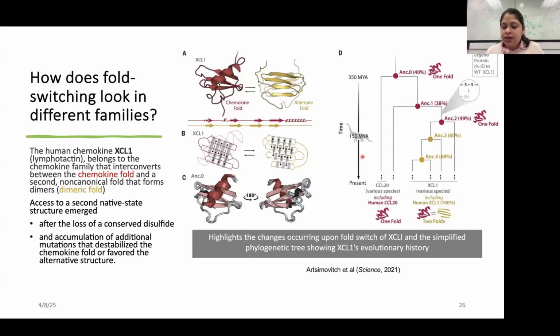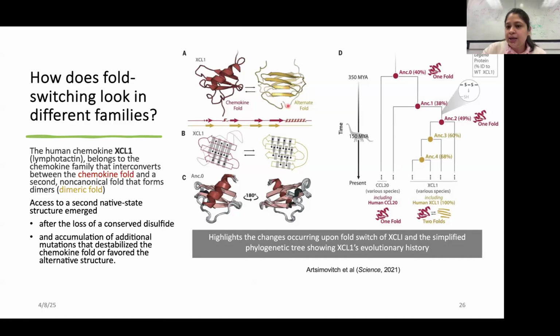So this one paper came out in Science 2021. It talks about the human chemokine XCL1, or lymphotactin, fold. This is very interesting because this fold switching occurs at equilibrium. The chemokine fold is monomeric, and the alternate fold forms a dimer. So this is a dimeric fold.